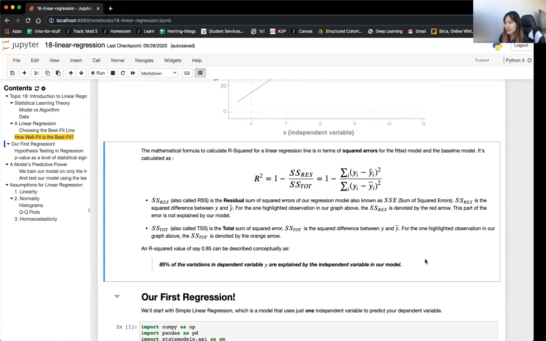Questions about this? Do you get a different R squared for each variable if you're doing a multiple regression? So R squared is actually computed on a model level. So if you have multiple regression, you'll still get one R squared for your entire model, for all the independent variables combined.